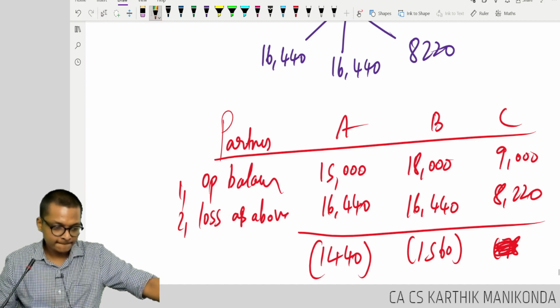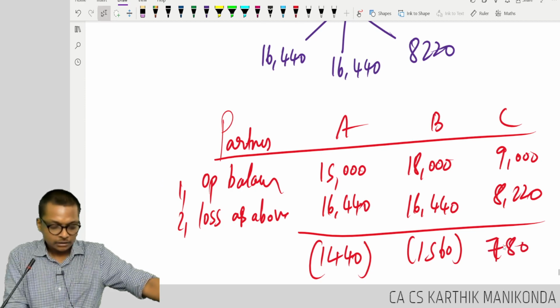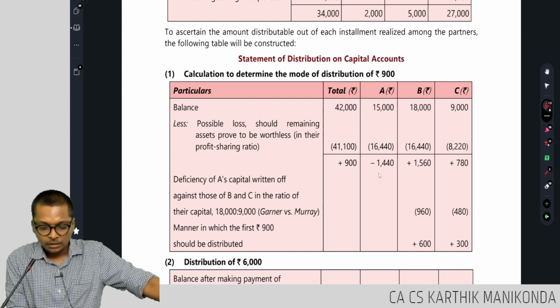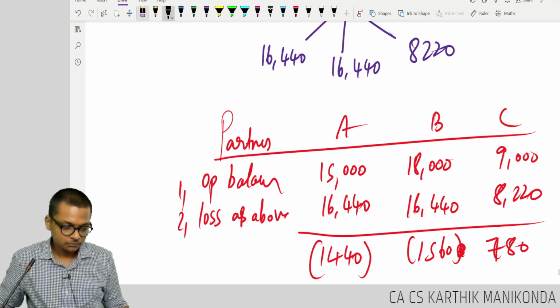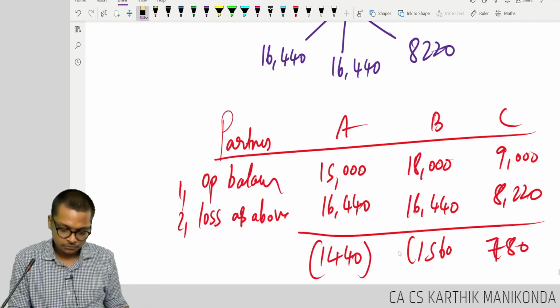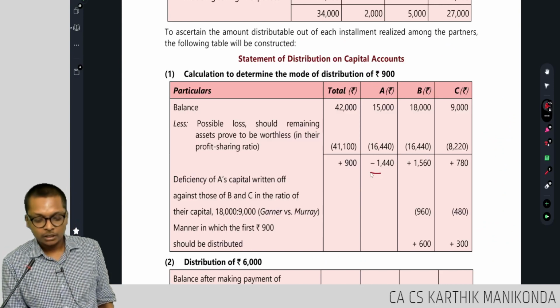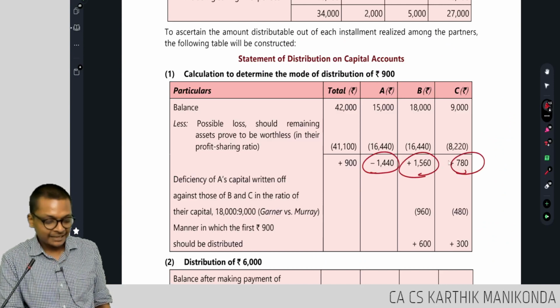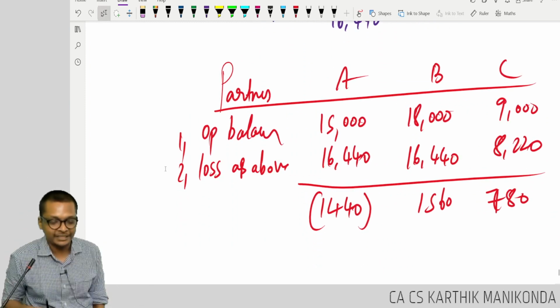One second. How much are you getting? 780. That is what you would have got in the book over here. Sorry, this also is profit, correct? Okay, these two are positive, this is loss. Same numbers we have in the book, minus, plus, plus. But I have to explain the meaning of this. I'm sure you understood, but let me explain.